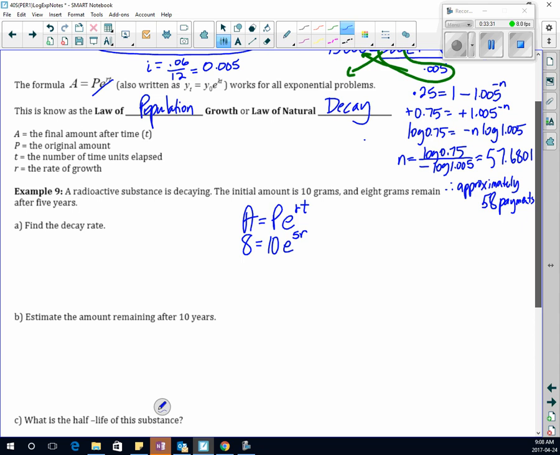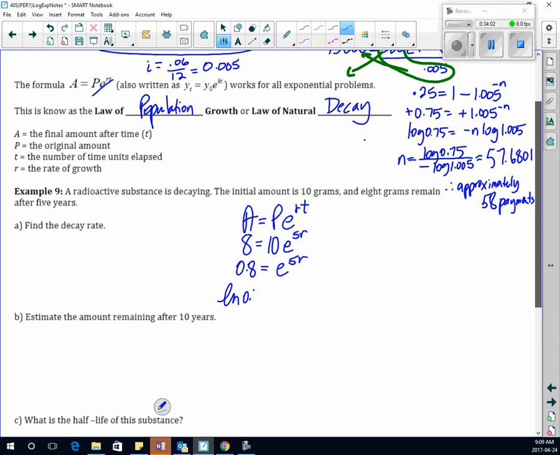So what did we learn when I introduced e on Friday? When I log both sides, I am not going to be using log. I'm going to be using ln because that will simplify things. So before I do that, though, I need to get rid of the 10. So if I divide by 10, I get 0.8 equals e to the power of 5r. Now I'm going to ln both sides.